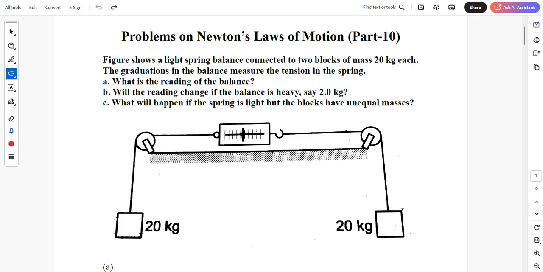Today we'll be seeing some important problems on Newton's laws of motion. This is part 10 of the video. Kindly visit the previous videos also so that you can understand the problems very clearly. This is the first problem.